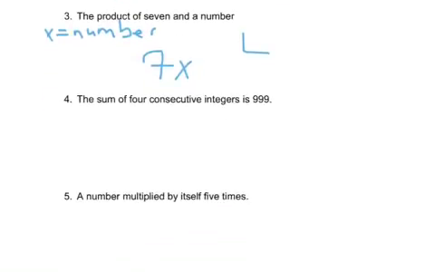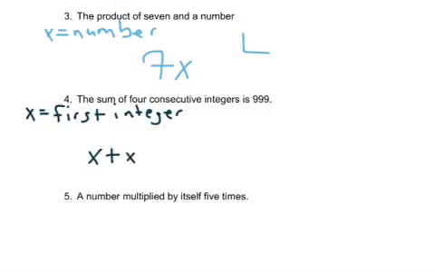The sum of 4 consecutive integers is 999. So in this case, x isn't just an integer, x isn't just a number. This time, x would equal the first integer. So I would have x. To get to my next one, I would have to do my original plus 1, then my original value plus 2, and then my original value plus 3.